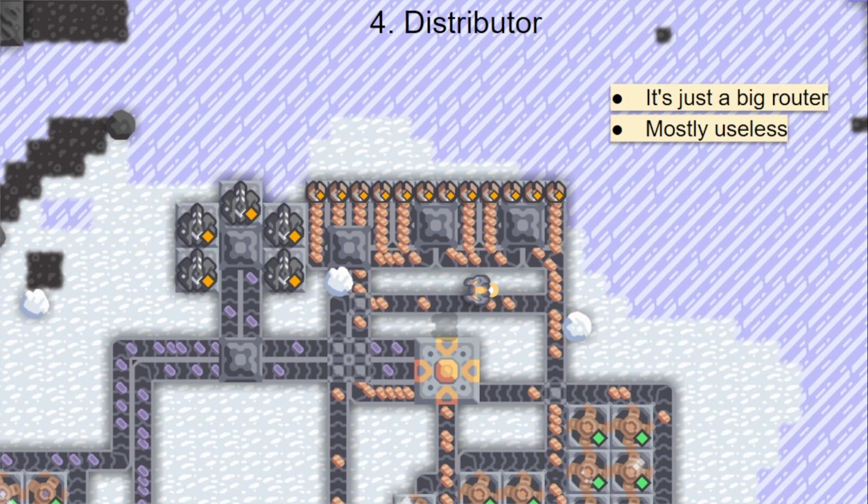Distributors are larger versions of routers with 4 more effective spaces for either distribution or consolidation. They share all the drawbacks and upsides of routers. While these are mostly useless, they do serve a purpose in early game defenses and schematics. Otherwise, there are just better tools out there which accomplish the same thing distributors do, but more effectively.